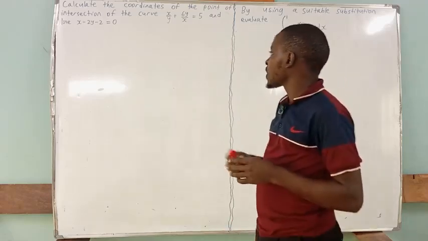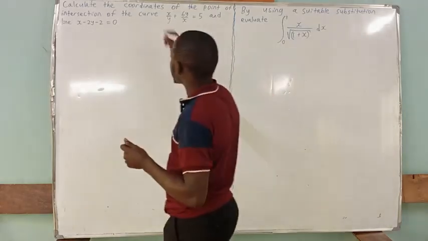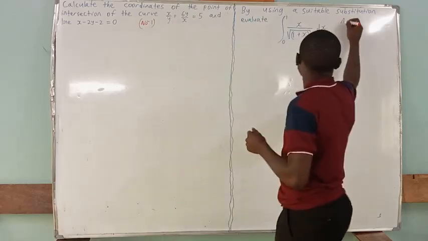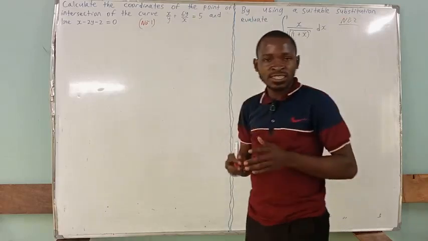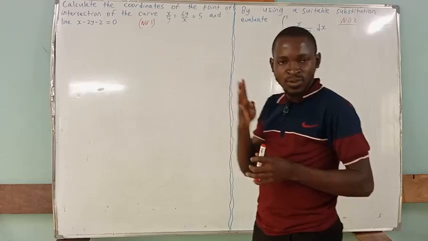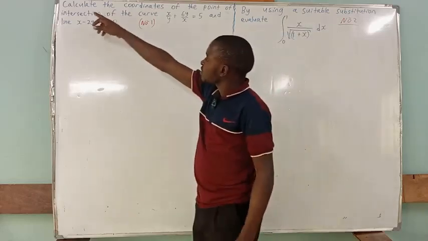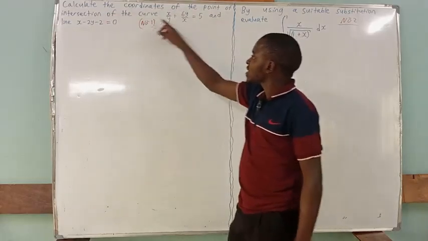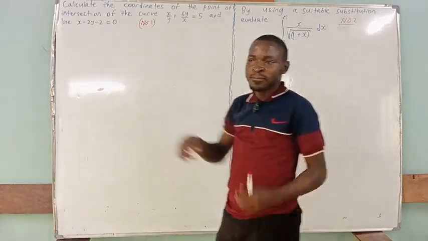Today we are going to do these numbers. This is our number 1. This is our number 2. They came in 2024. Our number 1 says, calculate the coordinates of the point of intersection of the curve this and the line this. They want the point.